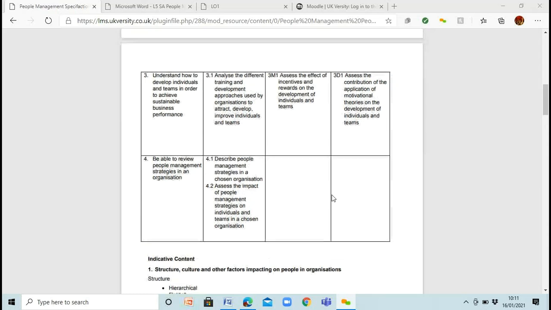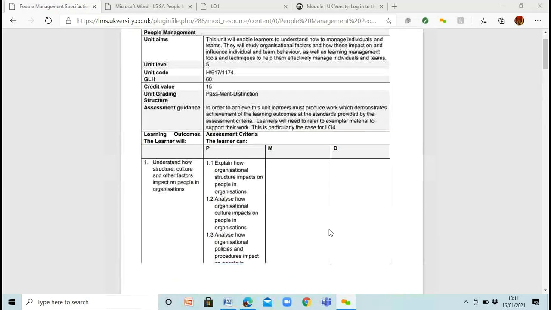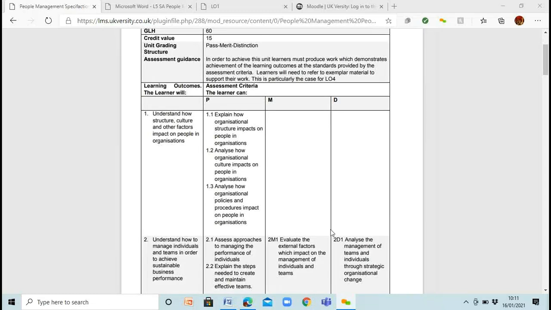And then the last learning outcome, which is Learning Outcome 4, is to be able to review people management strategies in an organization. Now, like I just mentioned, we're going to be looking at Learning Outcome 1 today, and I'll recap. It's understand how structure, culture, and other factors impact on people in organizations.